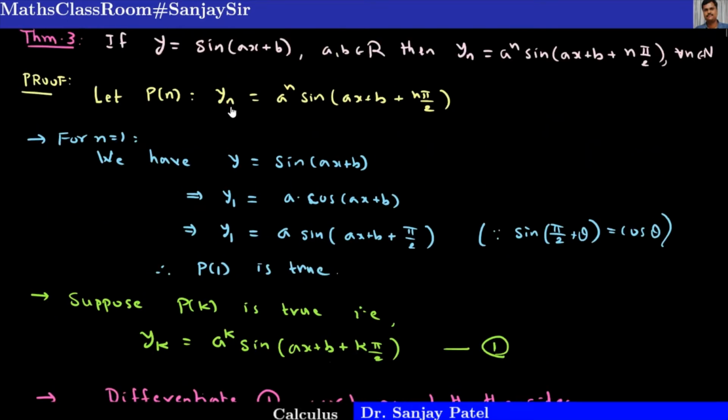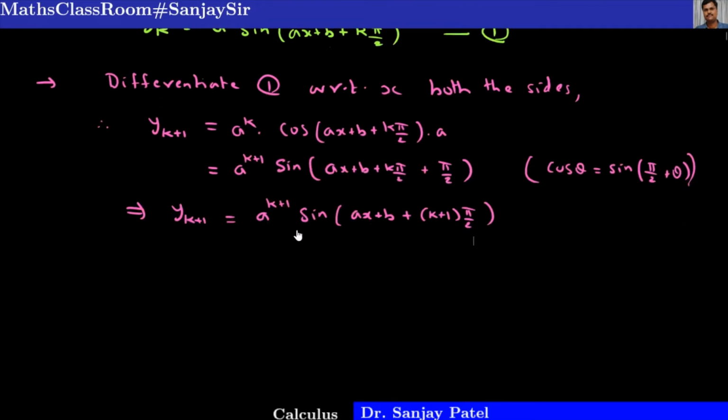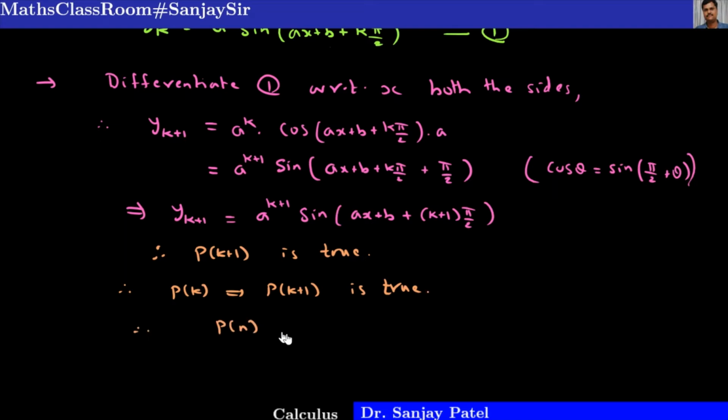By putting n equal to k plus 1, you can check here. This is a raised to k plus 1 sine ax plus b plus k plus 1 times pi by 2, and we have obtained the same thing. So thus P of k plus 1 is true, and we always write, therefore pk implies pk plus 1 is true. Assuming the truth of pk, we have proved that pk plus 1 is also true, and therefore the statement Pn is true for every n belongs to N.